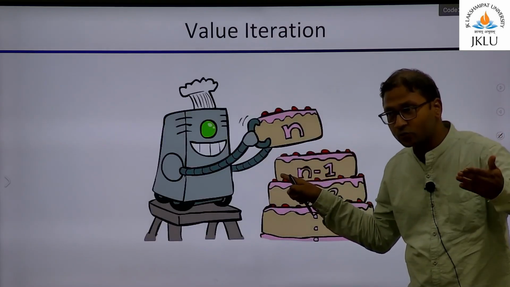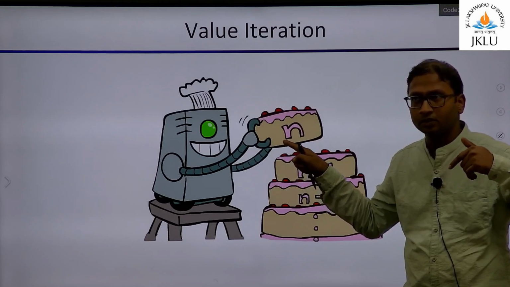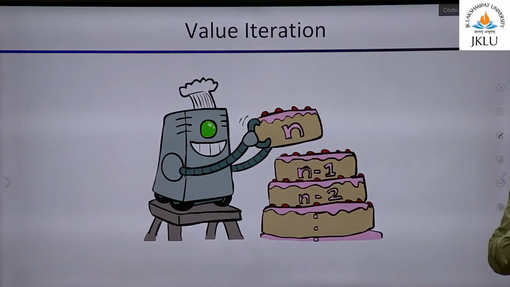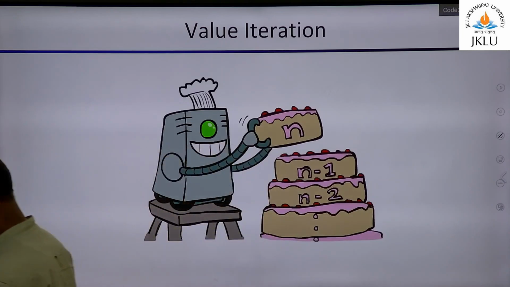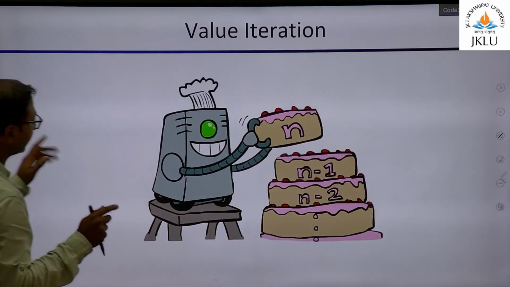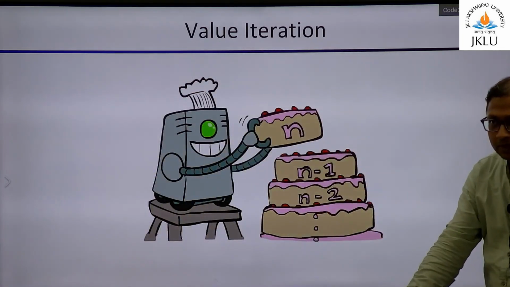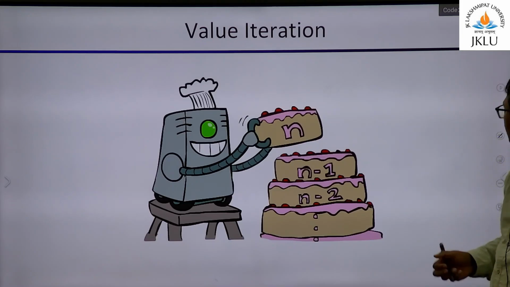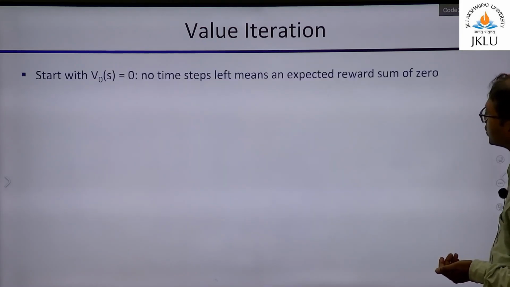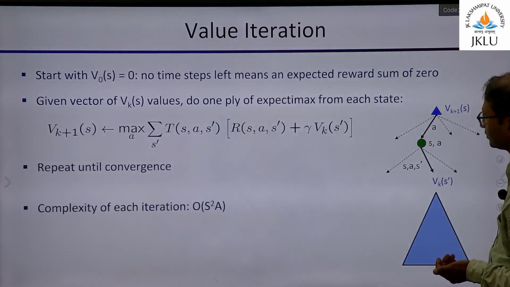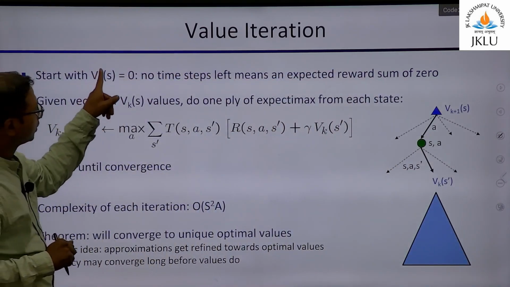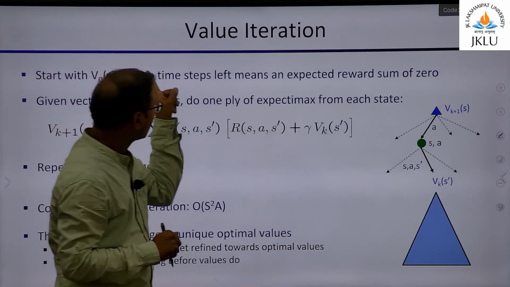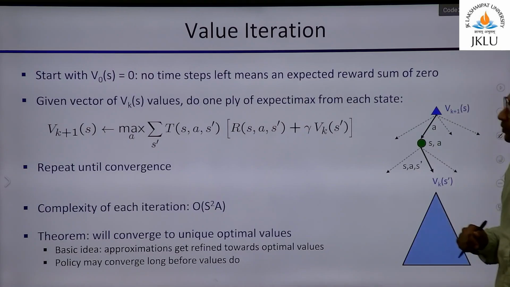You are computing n minus 1 in terms of, so how were we doing it? We were computing, right? So the algorithm will come anyway. So okay, you start from deep in the tree and come up, right? So this is the algorithm. So start with V0s, which is 0, because no timestamps left means expected reward sum of 0.